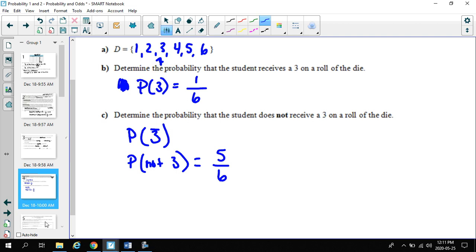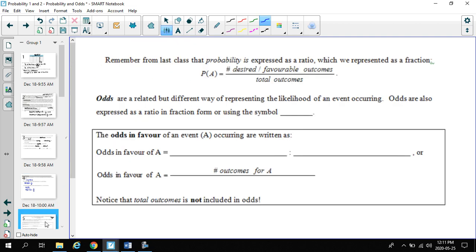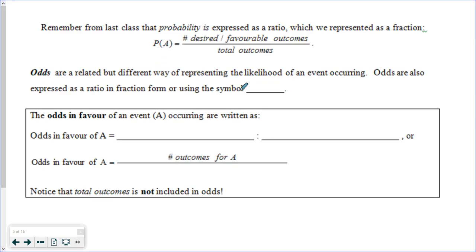And now it says, remember from last class that probability is expressed as a ratio, which we ended up doing as a fraction. So the probability of event A, whatever event A is, is the number of desired or favorable outcomes, whatever our event is, divided by the total number of outcomes. I don't like the slash because I don't want you to think it's dividing there.